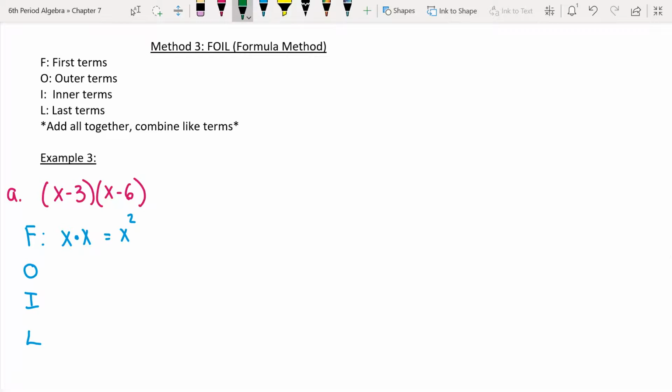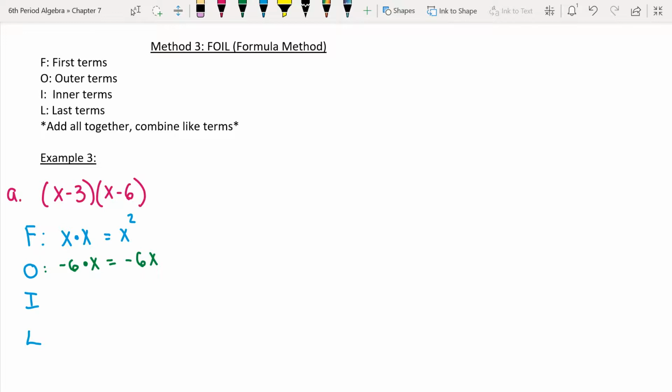Outer terms. Well, that stands for looking at this expression as a whole. So the outer terms are what's on the far left, which is an x, and what's on the very far right, which is -6. And I multiply that. I am going to let my constant go first. I'm going to say -6 times x, and that's -6x. Outer means on the outside. So it's on the outer edge, x and -6.